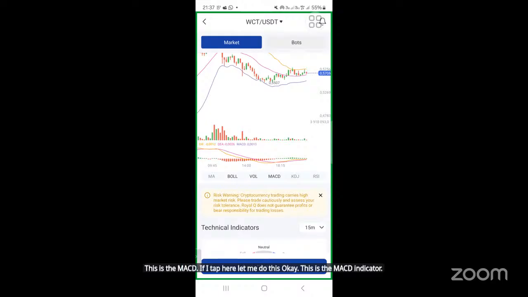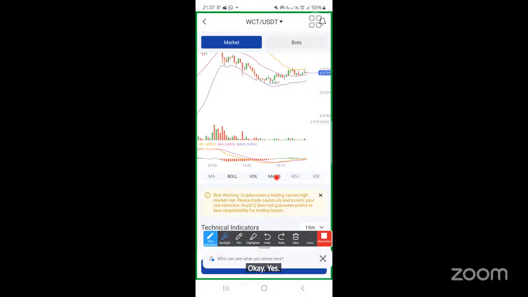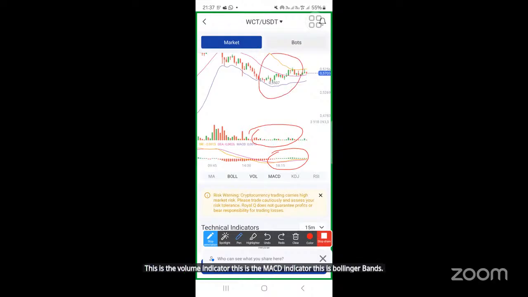This is the MACD indicator. Right, this is the volume. This is the volume indicator. Let me use my pen. This is the volume indicator. This is the MACD indicator. This is Bollinger Bands. I have indicated these ones, these three. They are the ones that are highlighted.